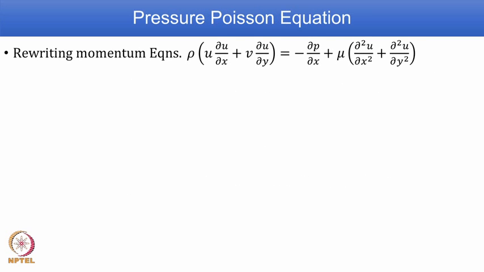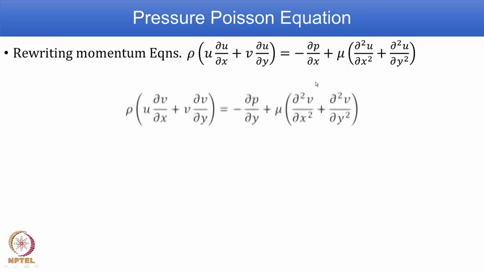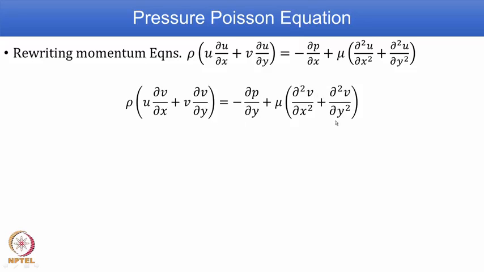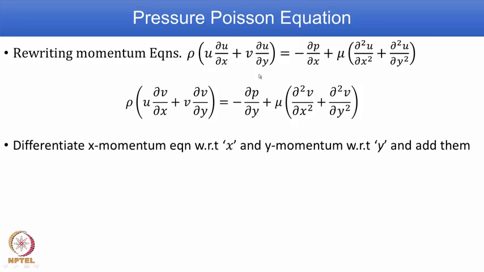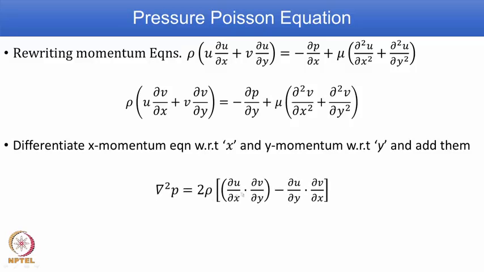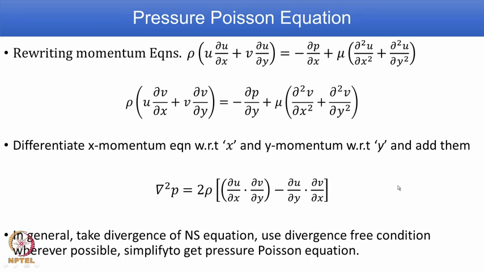Let us rewrite the momentum equation. X momentum equation is as shown here, and y momentum equation is as shown here. So, what do we do? Differentiate x momentum equation with respect to x and y momentum equation with respect to y, and you add both of them together. So, that will result in pressure Poisson term on the left side and corresponding source term on the right side. In general, that is for 3D, all that you have to do is take divergence of the Navier-Stokes equation and use divergence free condition wherever possible, simplify to get pressure Poisson equation.